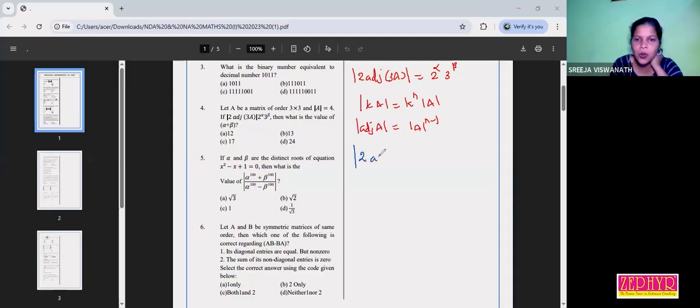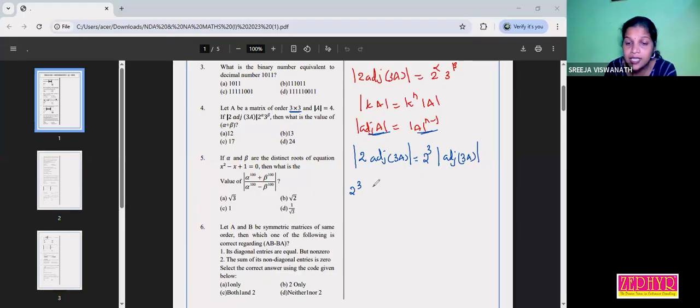Determinant 2 into adjoint 3A. That is, 2 we can take outside with power 2 cube, since it is a 3 by 3 matrix. 2 cube into determinant adjoint 3A. Now determinant of adjoint A is determinant A raised to n minus 1. Here it is not A, here it is 3A, so determinant 3A raised to 2. And determinant 3A is what? 3 raised to n into determinant A, whole power 2.